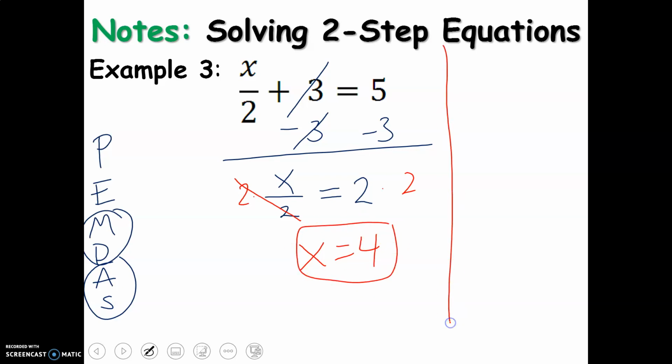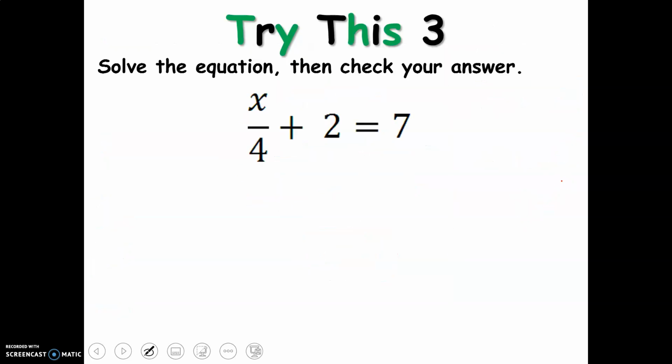Let's go ahead and verify. We're going to replace x with 4, so we have 4 divided by 2 plus 3 is 5. 4 divided by 2 is 2, and 2 plus 3 is in fact 5. This checks out. Go ahead and give it a try. Solve the equation, then check your answer. x divided by 4 plus 2 equals 7. Pause the video, give it a try, check in with a neighbor or with the teacher.